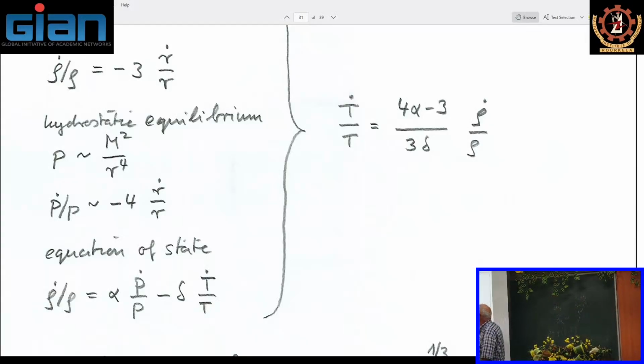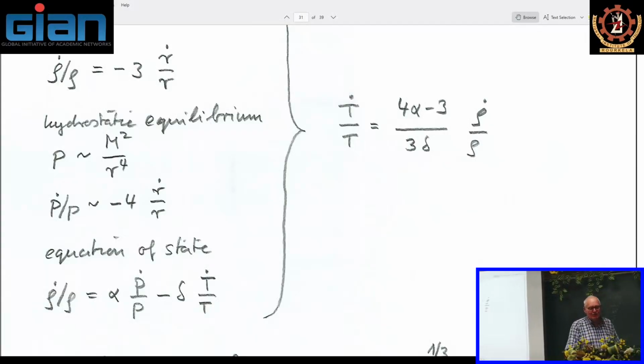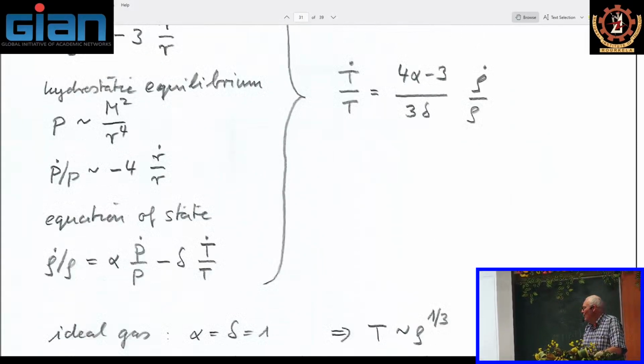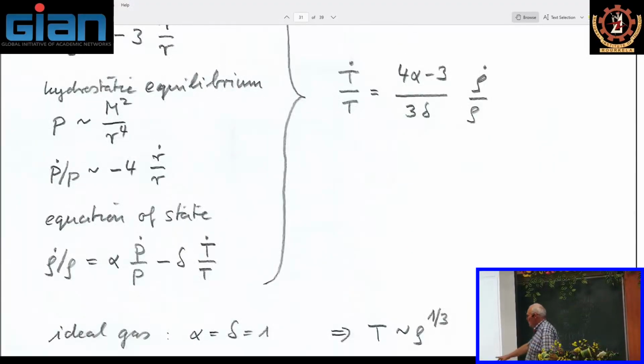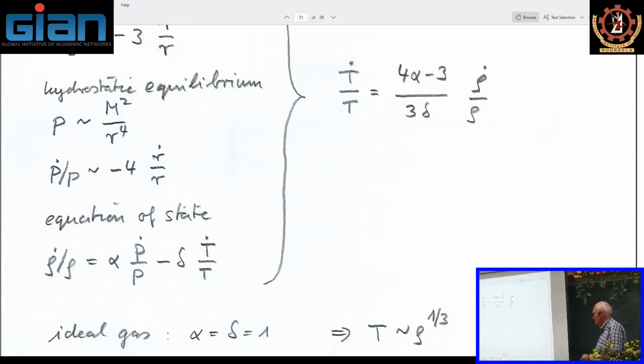What do we get for T dot over T as a function of rho dot over rho? We get 4 times 1, 4 minus 3 is 1, over 3. So it's 1/3 times rho dot over rho. If we integrate this equation, that means T goes with rho to the power 1/3, and that means the temperature increases with the power 1/3. For an ideal gas, the temperature increases like the density to 1/3.